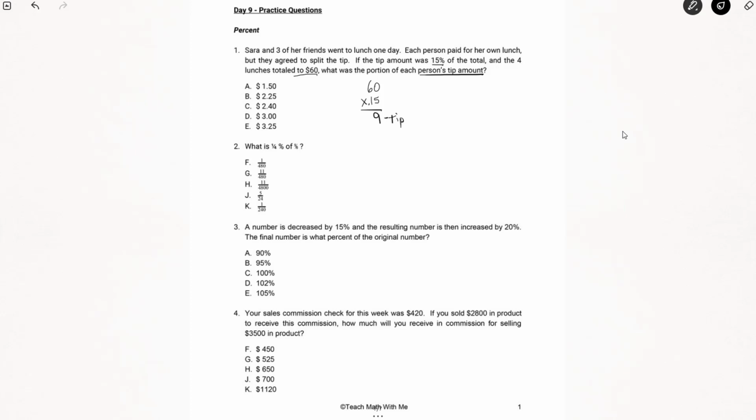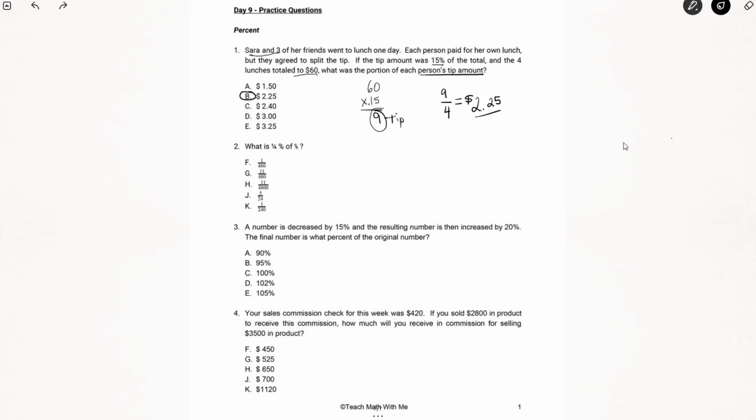And we want to know what was the portion of each person's tip amount. So we have this $9 total, and we know it's Sarah and 3 of her friends, so it's 4 total people. We're going to take 9 and divide that by those 4 friends, and we get that each friend paid $2.25 as part of the tip. So that is answer choice B. All right, now let's take a look at question number 2.